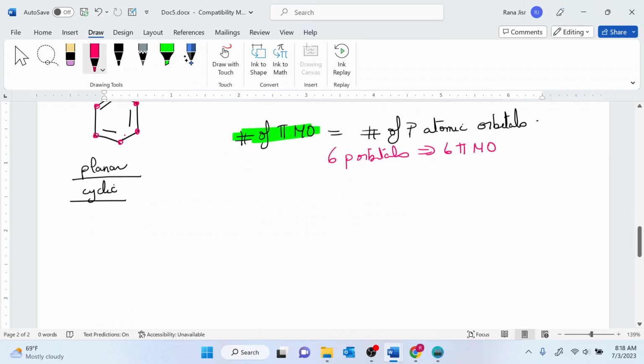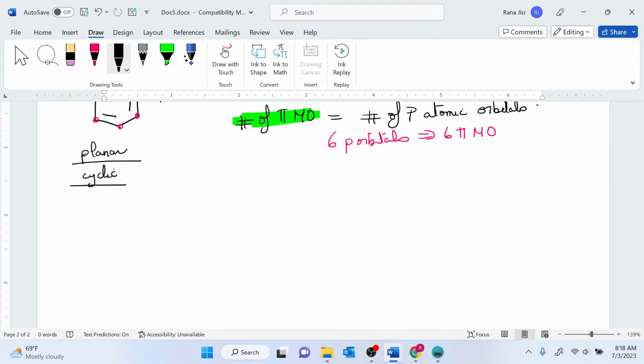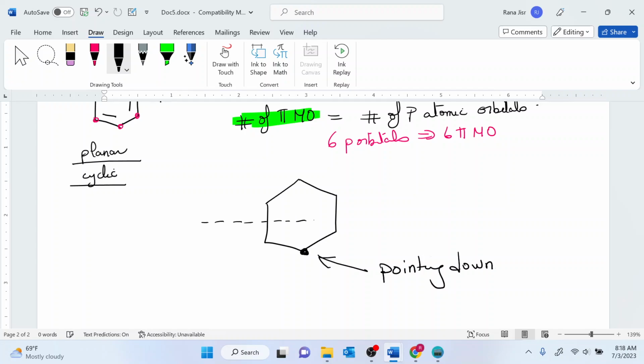Now, to draw the 6 pi molecular orbitals, the first thing you do is draw your cycle and make sure that one carbon of the cycle is pointing down. So this carbon over here is pointing down. Then you go ahead and cut your cycle in half. This is called a diagonal line. So you cut it in half in there. And once you cut it in half, you're going to end up with 3 carbons in this case, and 3 carbons are going to lie under the line.